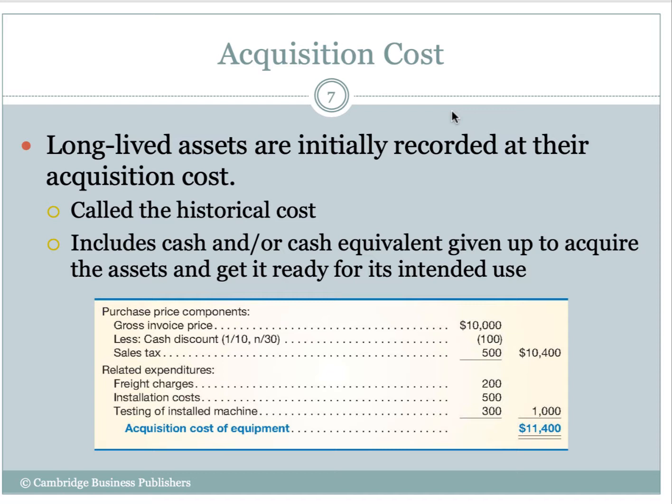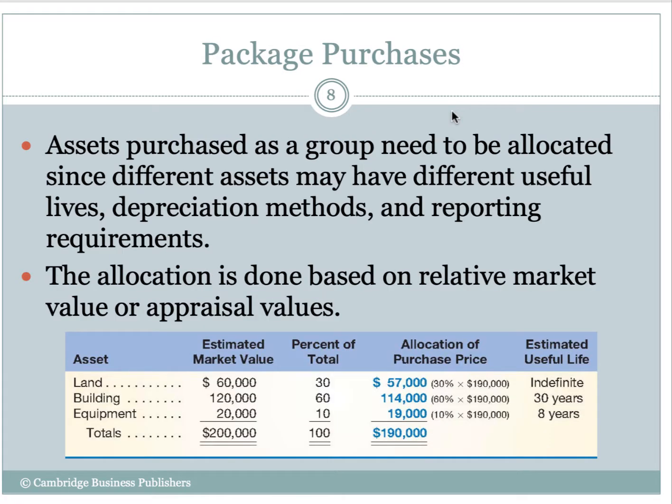It's the purchase price plus any other cost that we incur to get it to us and to get it ready to use. Okay? So a lot of times we can make a package purchase, right? And basically what we say here is, I'm going to buy your entire business. I'm going to buy your land. I'm going to buy the building that's on that land. And I'm also going to buy all the equipment in it.